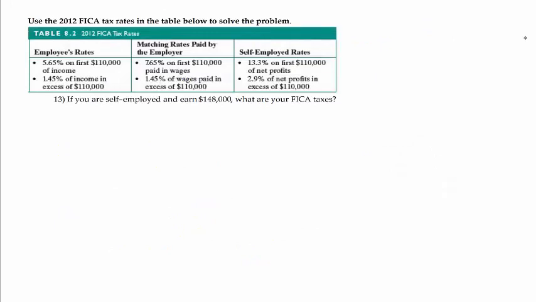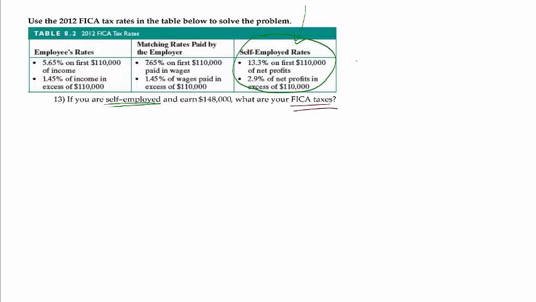Use the 2012 FICA tax rates in the table below to solve the problem. So if you are self-employed and earn $148,000, what are your FICA taxes? Okay, so I'm trying to figure out what my FICA taxes are. Now it depends on who I am, how I'm filing, and what rates I pay at. So I'm told that I'm self-employed. So this first one is employee rates, matching rates paid by the employer, and then I have self-employed rates. So this is the one I want to use right here. These are the ones I'm going with.